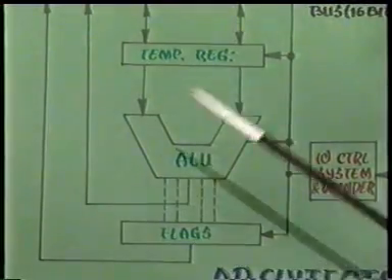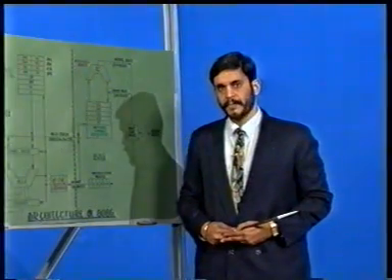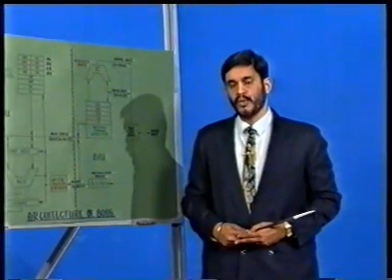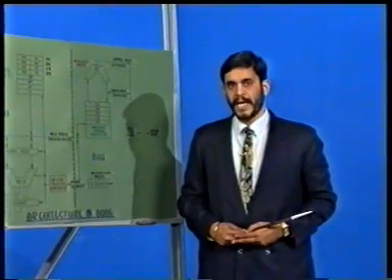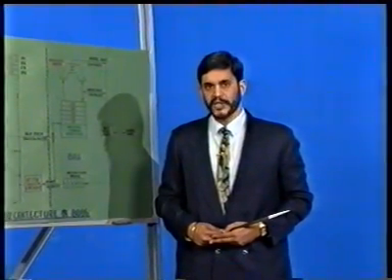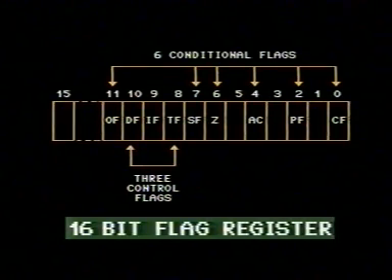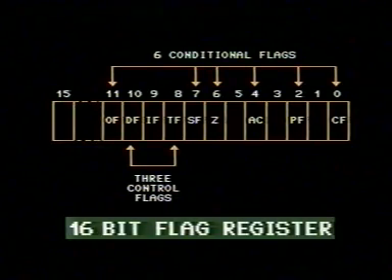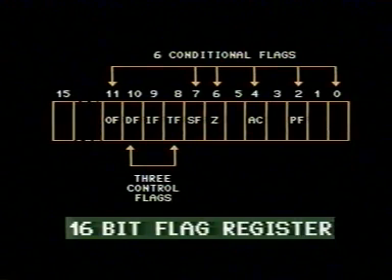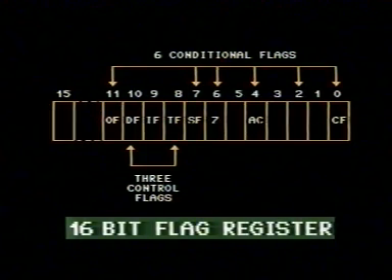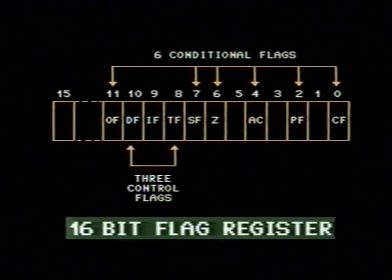The flag register in 8086 consists of 9 flags. These flags are further subdivided into 2 groups, 6 conditional flags and 3 control flags. The flag register is shown in the graphics. Out of the 6 1-bit conditional flags, the first 5 have the same function and bit position as in 8085. These flags are CF, carry flag, PF, parity flag, SF, sign flag, AC, auxiliary carry flag, and ZF, zero flag.